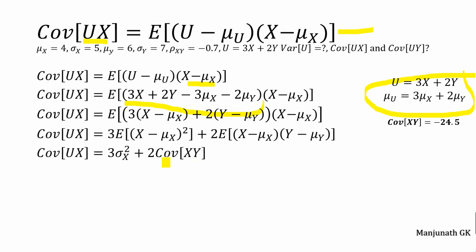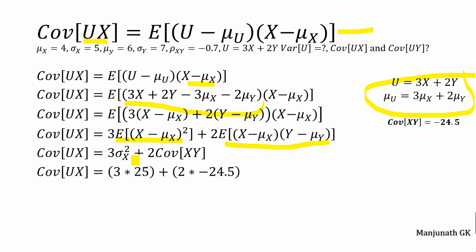Alright, so we know it is nothing but a variance of x, it is nothing but a covariance of x and y. So standard deviation of x is given so that we can calculate a variance. 5 square is 25, covariance of xy is calculated, minus 24 and 5. Do the simplification, we will get covariance of u and x is 26.